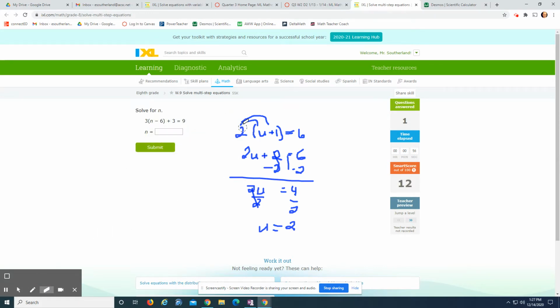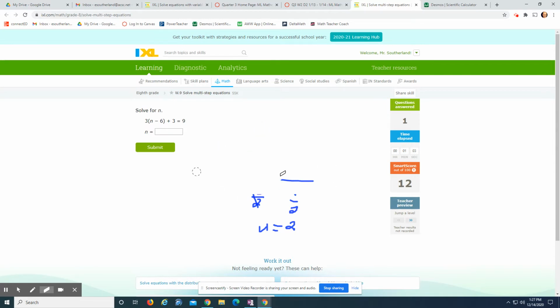Now this is the type of problem that you're more likely to see on this. It's going to be a distributive property with a combine the like terms question. So this is going to be 3(n minus 6) plus 3 equals 9.